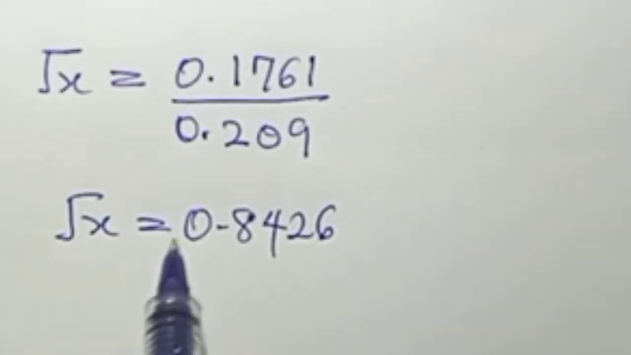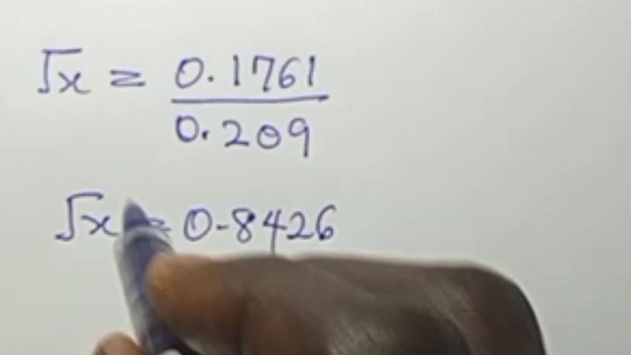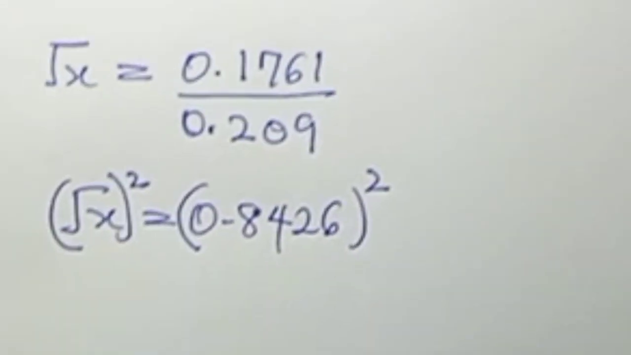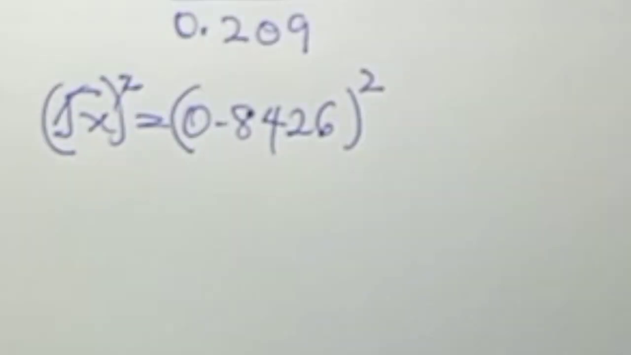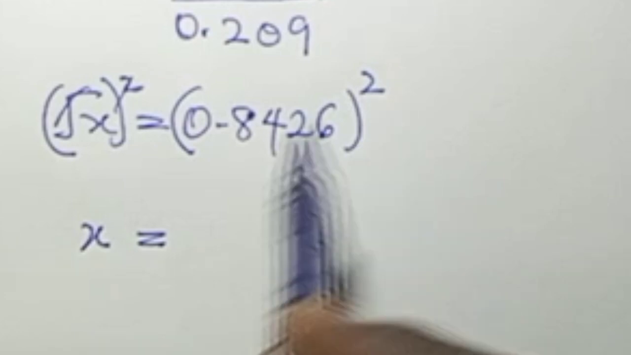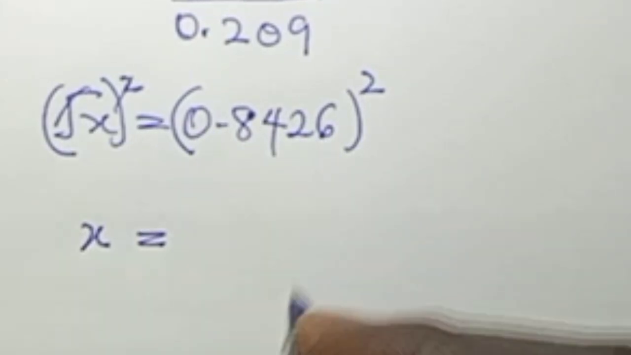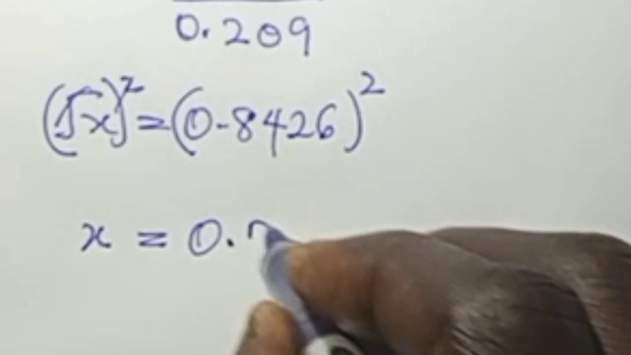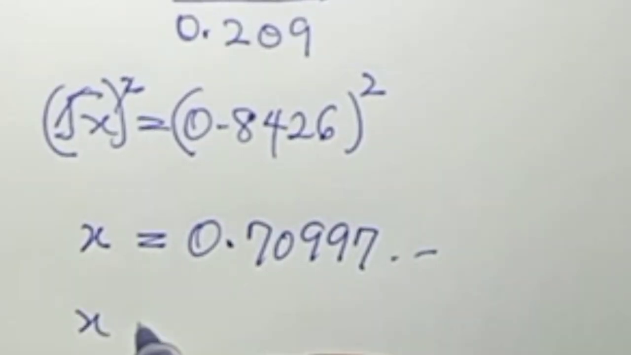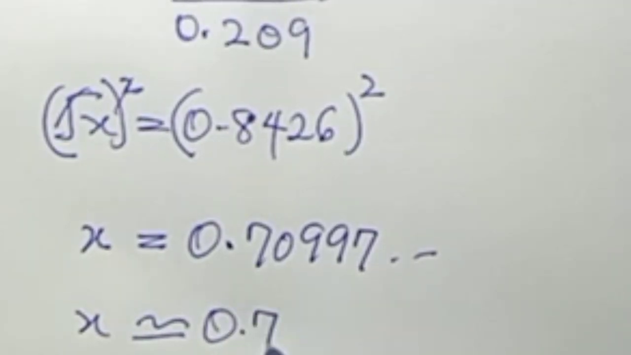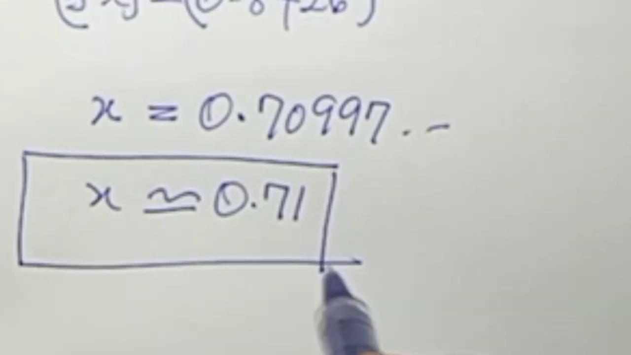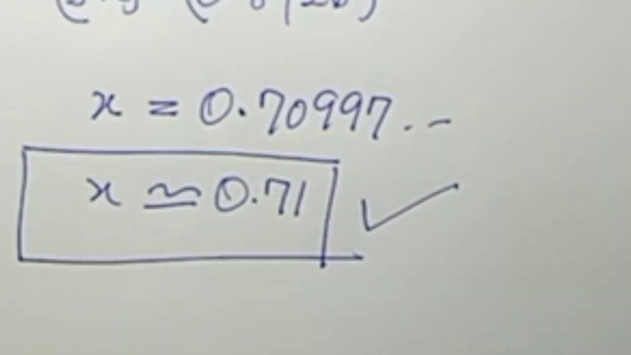So what we do next is to take the square of both sides, that is root s to the power of 2 and this to the power of 2, so that the square root cancels the square. So s will therefore be the square of 0.8426, which is 0.70997, and s is approximately 0.71. This is the final value of s with the help of the calculator.